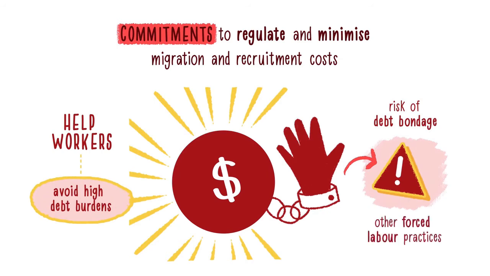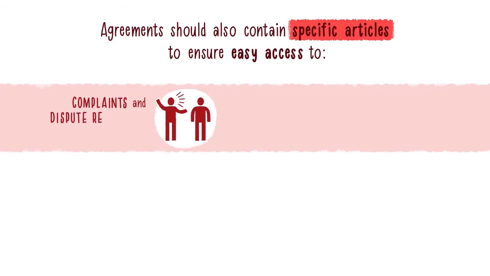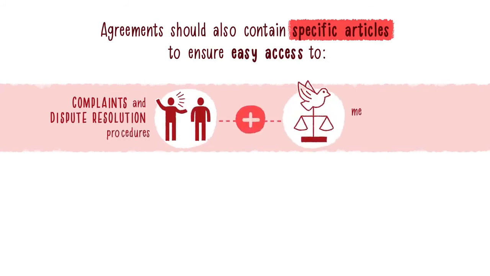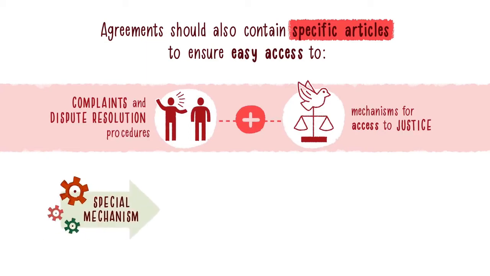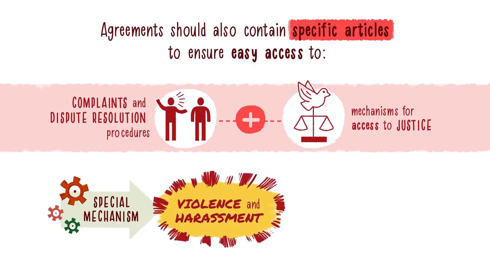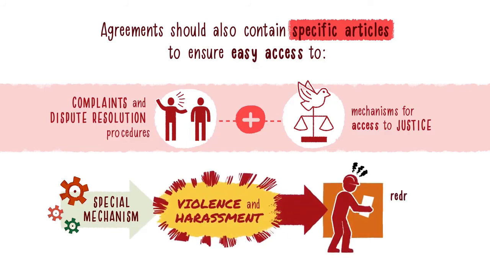Agreements should also contain specific articles to ensure easy access to complaints and dispute resolution procedures, and mechanisms for access to justice in case of violations. Specific complaints mechanisms may be required in the case of violence and harassment. These provisions enable workers to seek redress for violations of their rights.